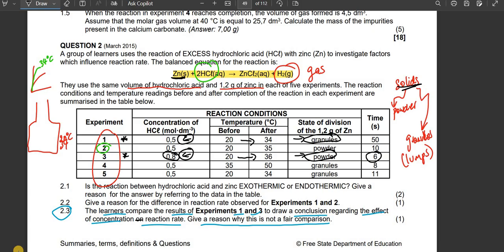So if you compare experiments whereby many factors were changed, that won't be a fair comparison. You must only change one factor so that you can then know what caused the change in the rate of the reaction. I repeat it again. You must change only one factor so that you understand or know what caused the change in the rate of the reaction. If you change two factors or more, we won't know what caused the rate to be higher or lower. But I hope that is clear.